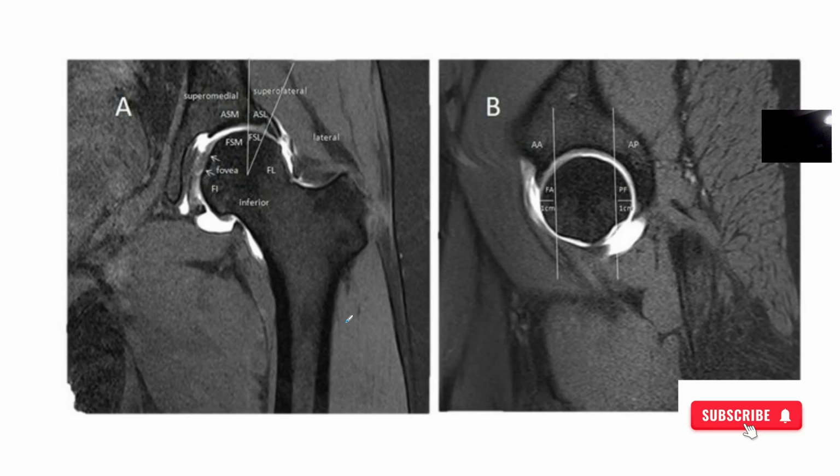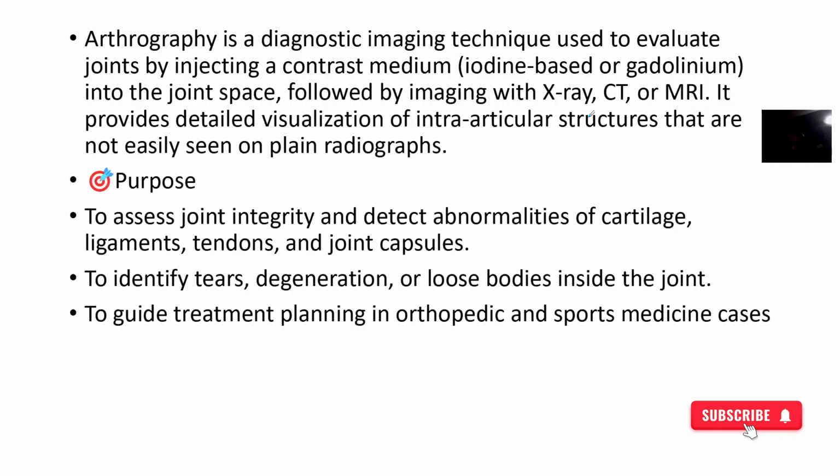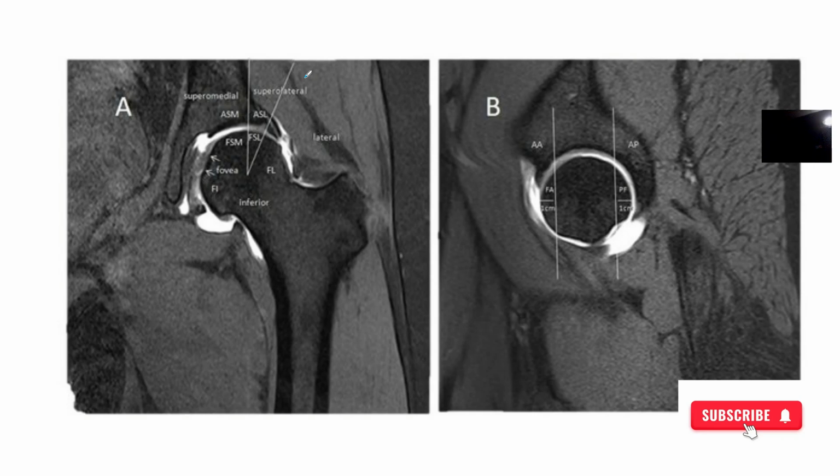Arthrography now is imaging, alright, and usually they add contrast. That's a material that will now enhance the image of all those ligaments, all those tendons. So it's a diagnostic imaging technique, and it's used to evaluate joints. And they inject contrast medium, just like I was telling you guys, could be iodine-based or gadolinium, into the joint space. After they inject the contrast, that's when they now use either X-rays, CT scans, or MRI.